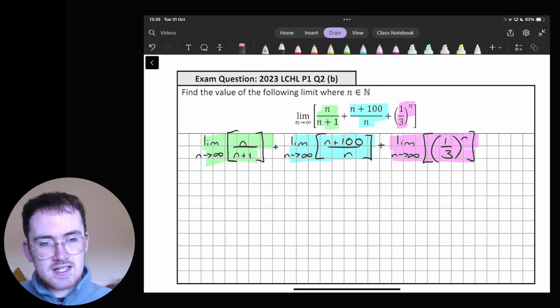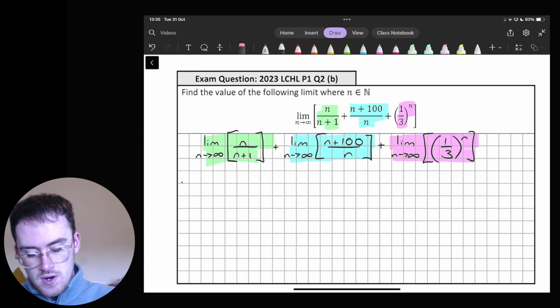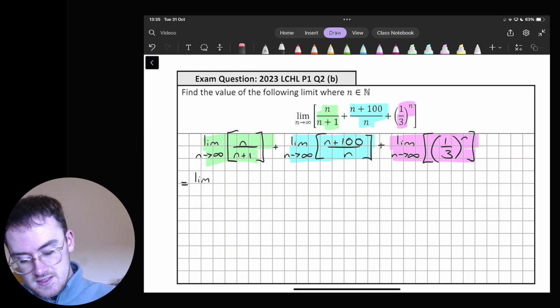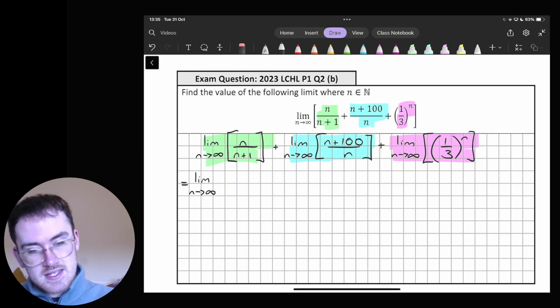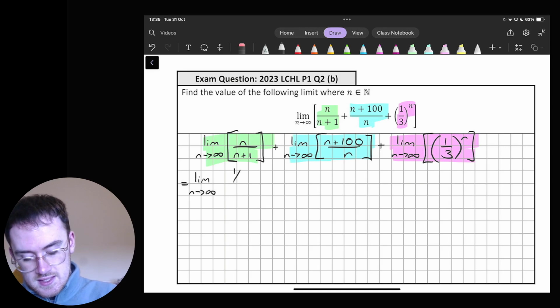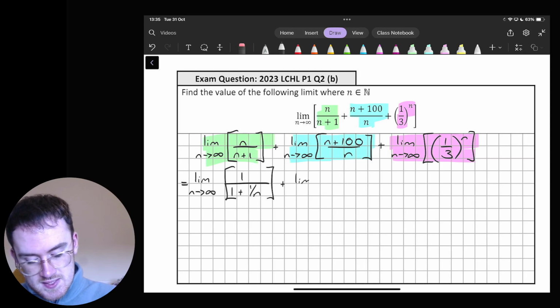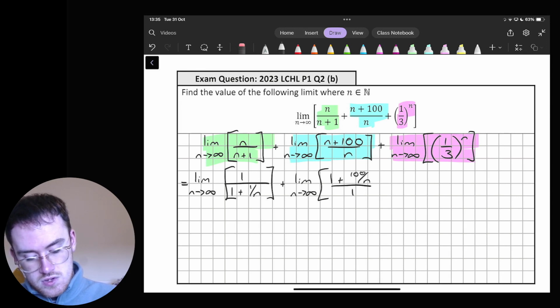So let's tackle each of those the same way we did in the first ones. For limits to infinity, we divide the top and the bottom of my fraction by the highest power of the variable. In this case, that's just going to be n. So n divided by n is just 1. Working out, 1 over 1 plus 1 over n. Okay, so dividing top and bottom by n there. We're doing the same thing now in the second part. Again, the highest power of the variable is just n, so 100 over n over 1.